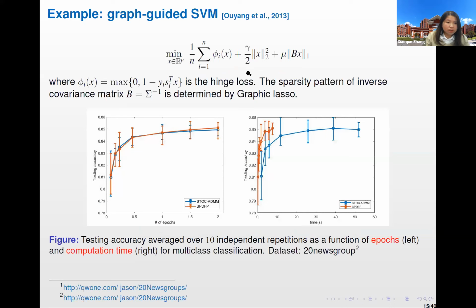And if we apply this algorithm to machine learning problems, we also notice, in terms of this example, this graph-guided SVM problem, okay? In terms of training accuracy, we achieved a pretty similar accuracy. But in terms of test accuracy, this proposed SPDFP will arrive at the higher testing accuracy much faster, okay?